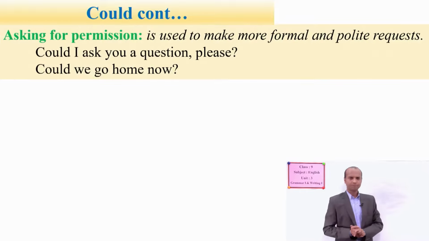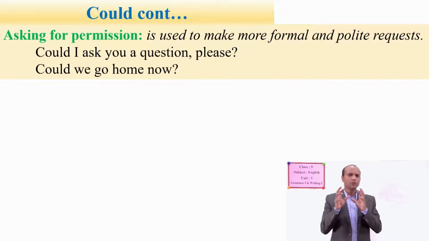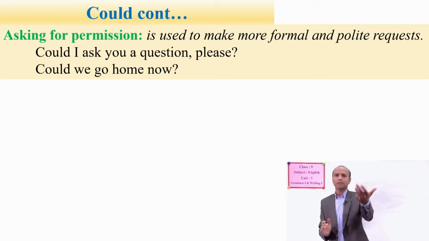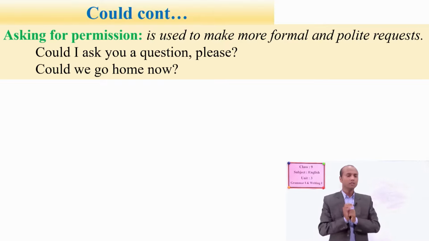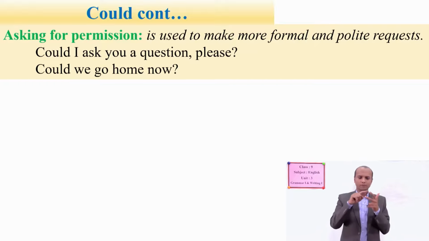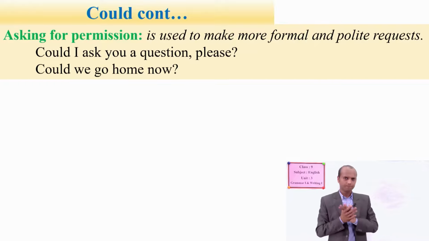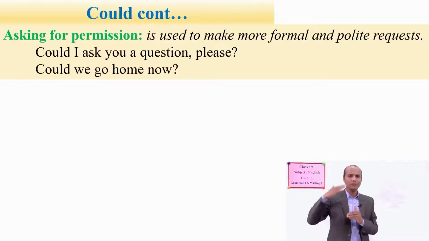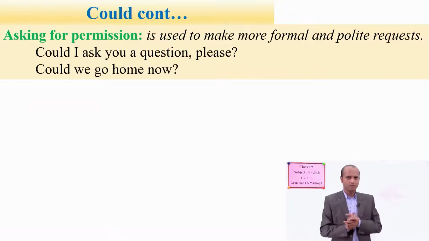Asking for permission. So it is used to make more formal and polite requests. So you might be in sort of confusion. For example, earlier I showed can is used for permission. Again, I presented another slide, another information. It is used for asking permission. Then what is this? You might get confused. Got it? So, for example, if you are talking with your friend, you can use can. But if you are talking with your teachers, dear students, you have to use could, because you have to be more formal as well as polite to your teachers, don't you?